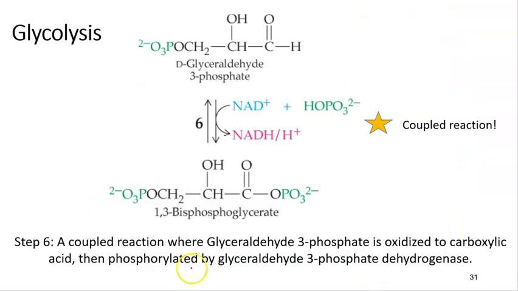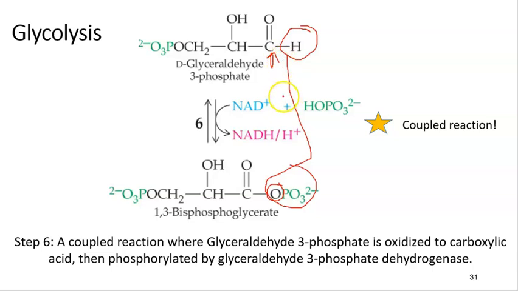So let's start up at that D-glyceraldehyde 3-phosphate that I mentioned earlier. This is a coupled reaction, which means that we are both reducing a coenzyme, NADH, and we're also going to be phosphorylating this end as well. But first, what you'll notice is the difference between here and here is we need to add this oxygen.